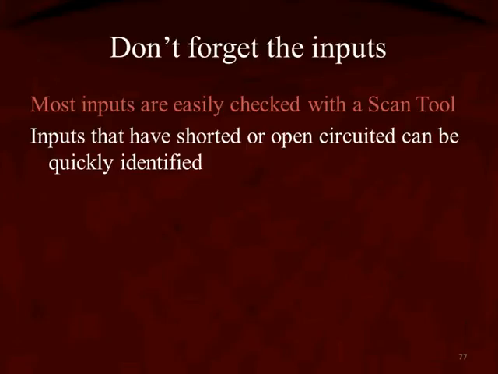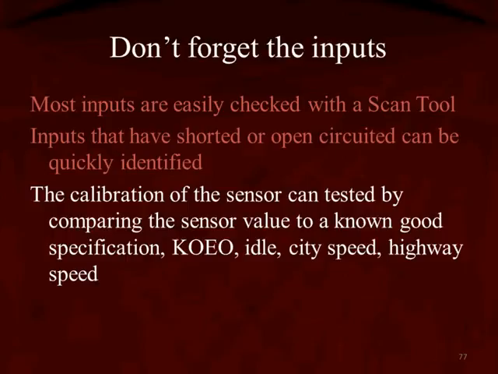Now, when we get a code for an input, it doesn't mean replace the input. It means check its power and its ground, and of course, its calibration. Now, the calibration of a sensor can be tested by comparing the sensor value to a known good specification, or in the case of a temperature sensor, if the engine hasn't been run for 6 to 8 hours, then they should all read the same thing. Key on, engine off, all the pressure sensors should read the same thing, for example, atmospheric pressure.